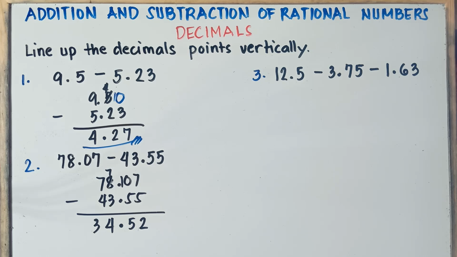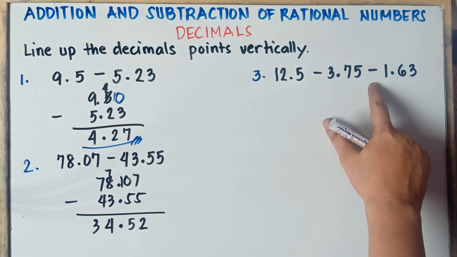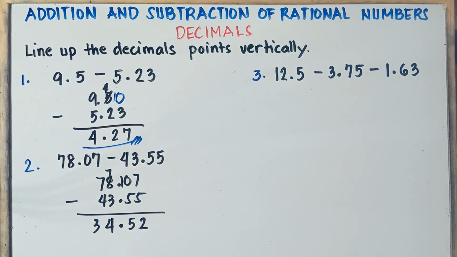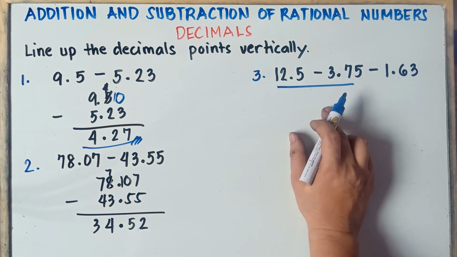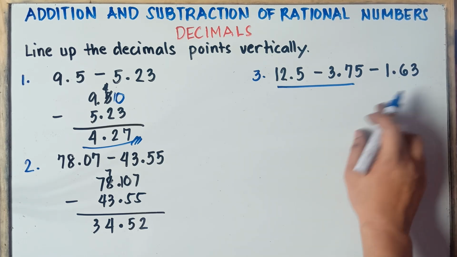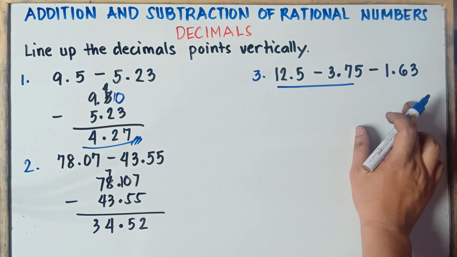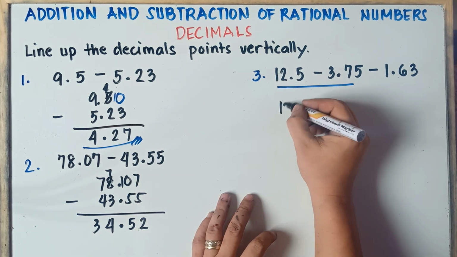Alright, so last example, class, example number 3. So what if you have this kind of example, class? So given 12.5 minus 3.75 minus 1.63. The thing that you need to do, class, is do it step by step. You subtract this one first, and then with your answer, we subtract 1.63. So your answer minus this 1.63. So do it step by step, class. Let's start answering this one.